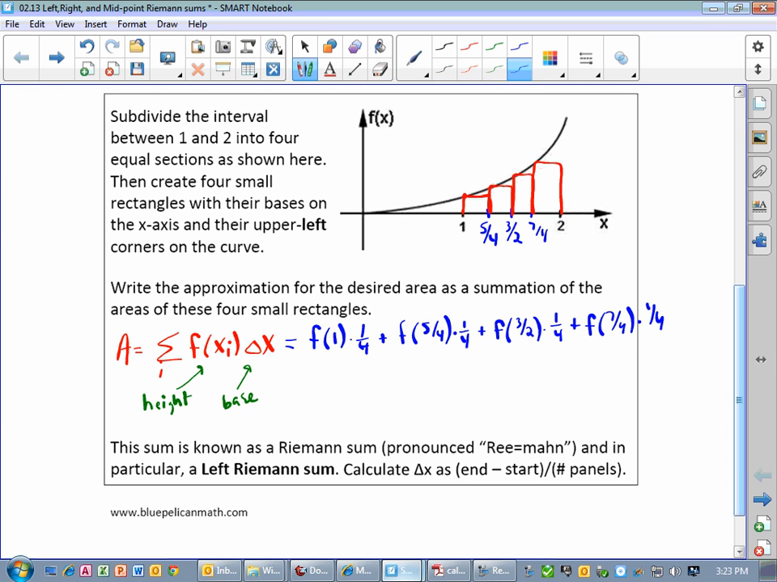Now notice, that's my last rectangle. I don't have a rectangle that goes all the way up to 2. I just have these 4 rectangles. So these are the areas of each of these rectangles being added together. Now, they all have a 1/4 in common, so we can simplify this just a little bit. Instead of multiplying 1/4 every single time, we can just do that delta x, that 1/4, times the sum of all of the function values. Right, so times f of 1 plus f of 5/4 plus f of 3/2 plus f of 7/4.